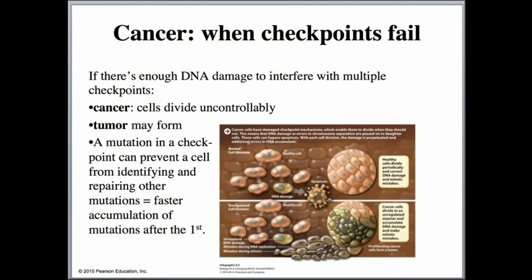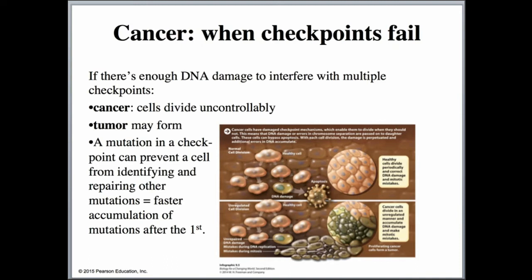But if there's enough DNA damage to interfere with multiple checkpoints, if the cell doesn't catch it with proofreading, or the mutation happens so that the cell can't proofread, because there are proteins involved at the checkpoints that are responsible for proofreading. So it's really bad if you get a mutation for a proofreading protein, because then the cell can't proofread for errors. And that means that these errors get by, and the cell doesn't repair them or doesn't undergo apoptosis. So if there's enough DNA damage to interfere with multiple checkpoints, the result is cancer.